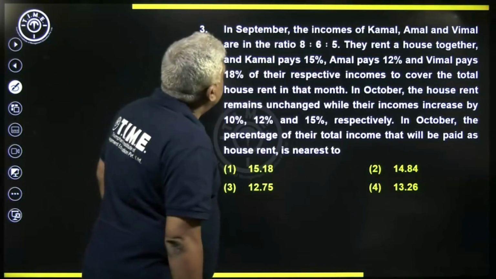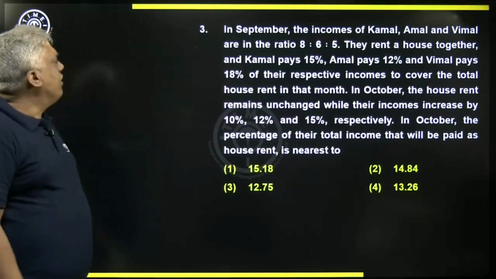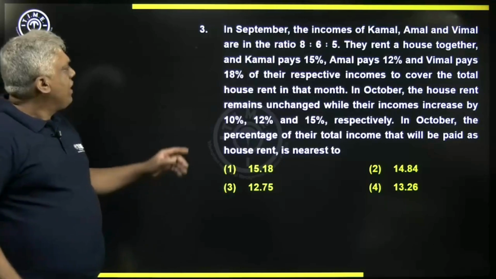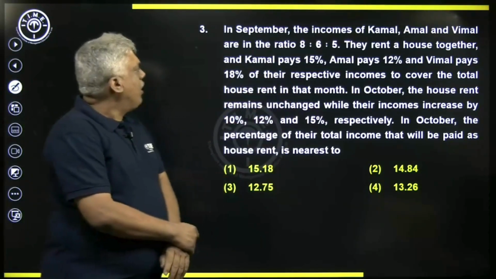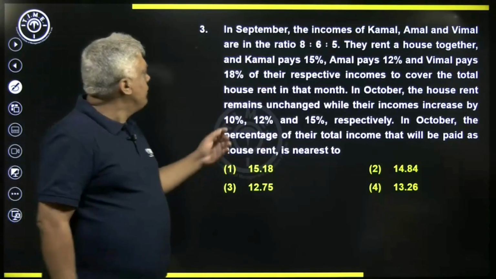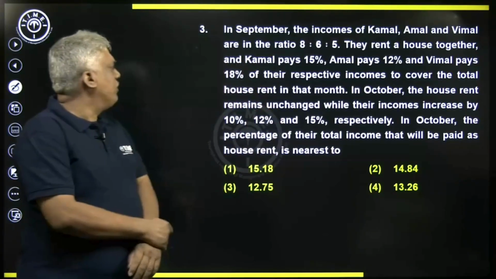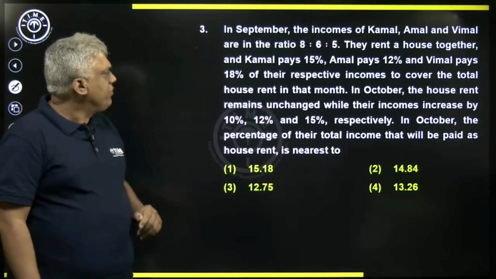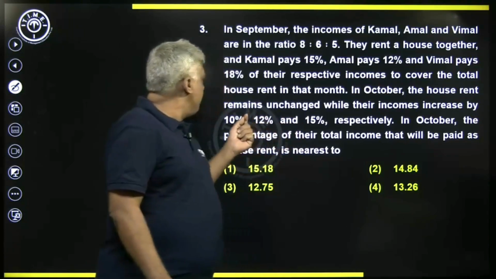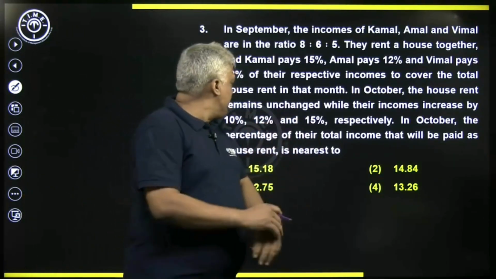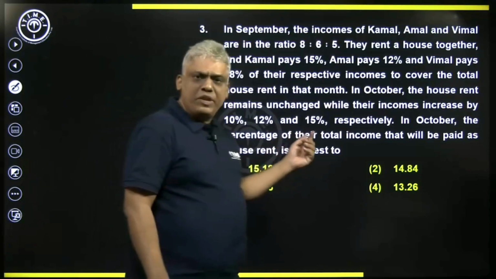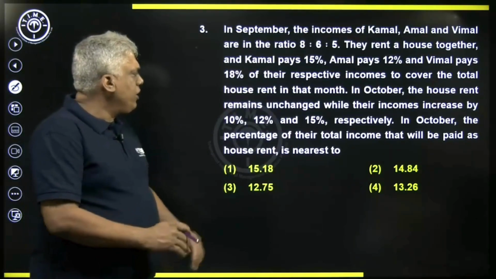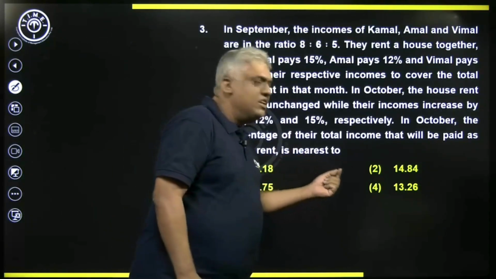Now, in September, the income of Kamal, Amal and Bimal are in the ratio of 8:6:5. They rent a house together and Kamal pays 15%, Amal pays 12% and Bimal pays 18% of their respective income to cover the total house rent in that month. In October, the house rent remains unchanged while their income increased by 10%, 12% and 15% respectively. In October, the percentage of the total income that will be paid as house rent is nearest to, right.